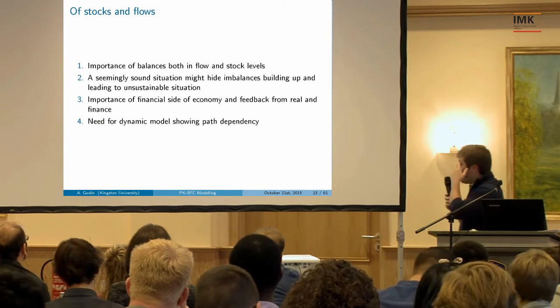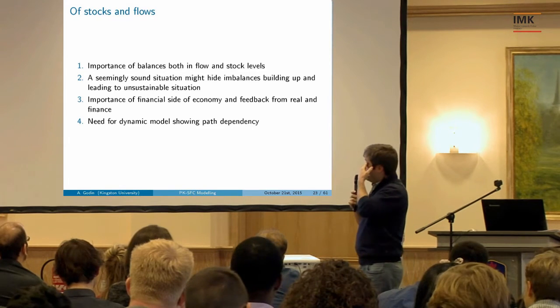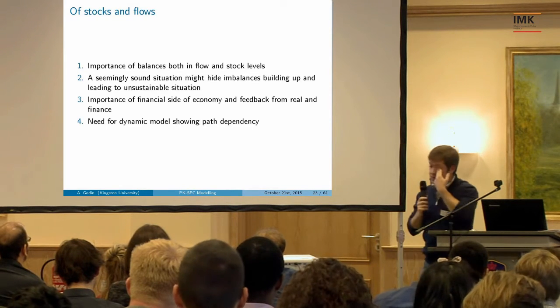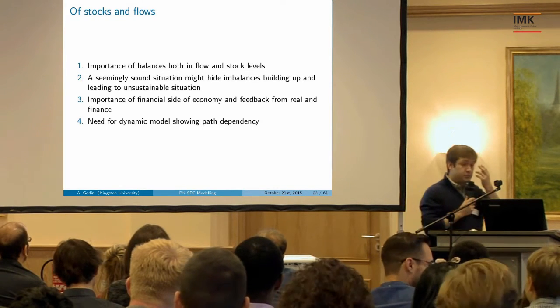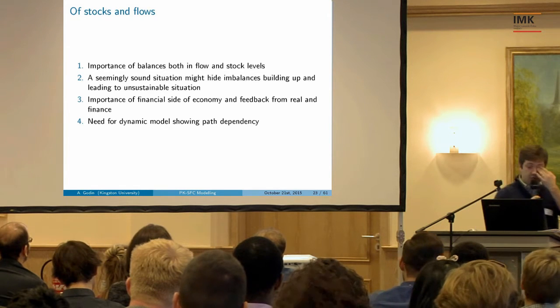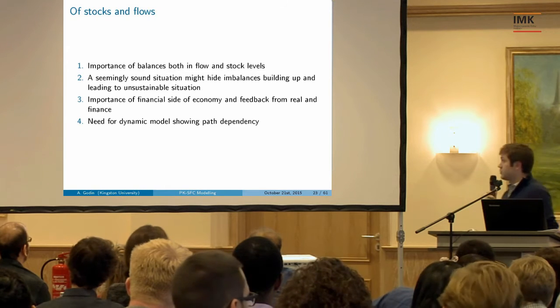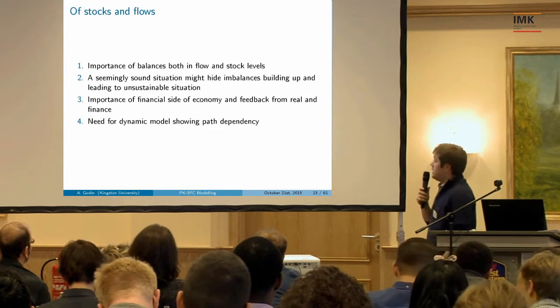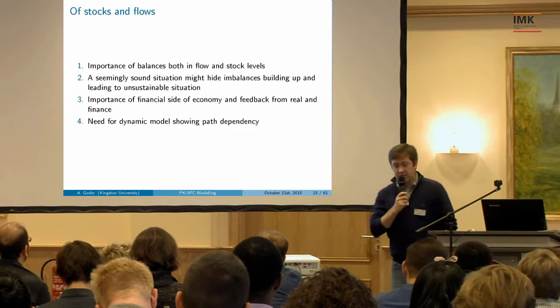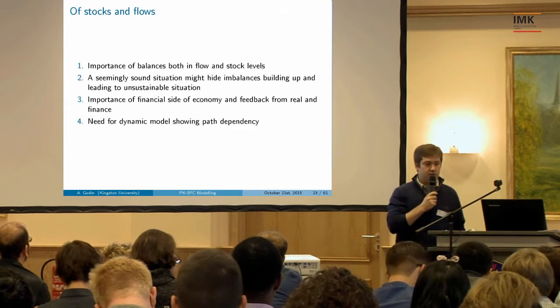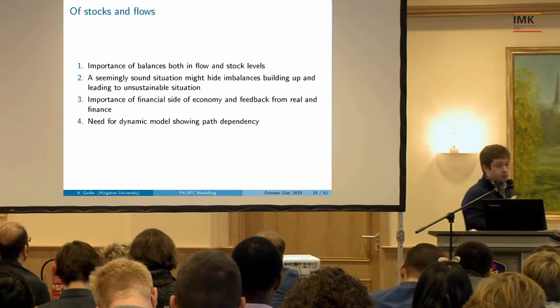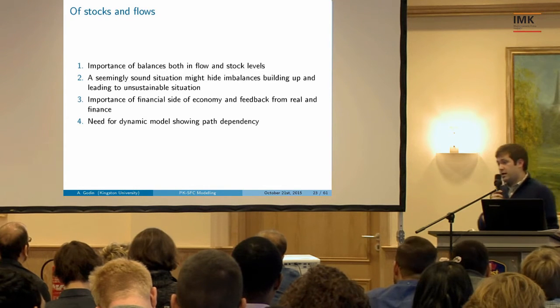All right, so I hope I actually convinced you that it's important to look at balances both in terms of flows and in terms of stocks, that a seemingly sound situation might hide imbalances, and that you actually have something building up in the long run which might be unsustainable, that you need to understand the financial side and the feedbacks between the real world and the financial world, and that you need a dynamic model which shows path dependency.